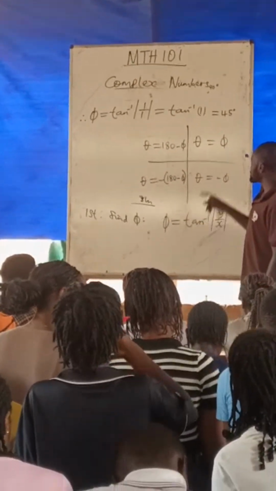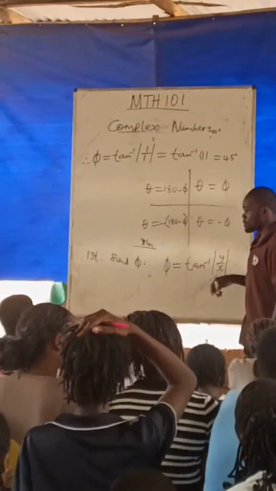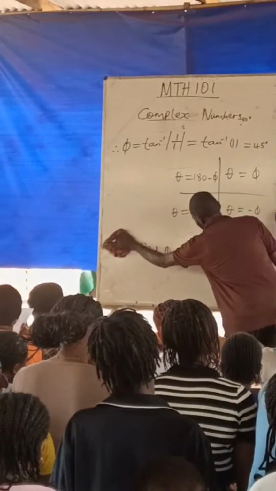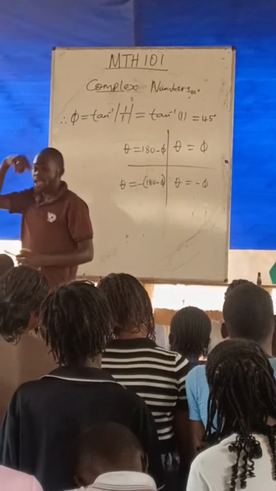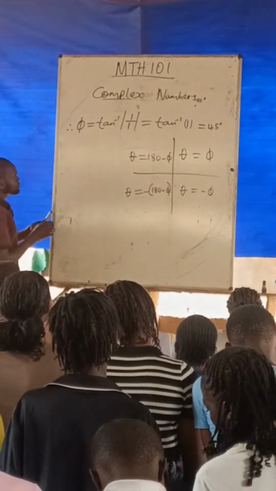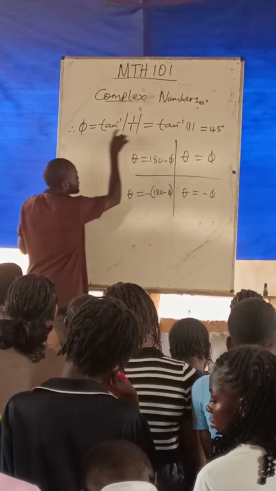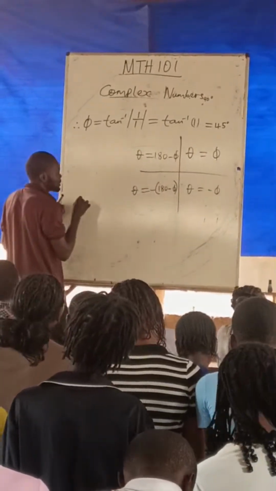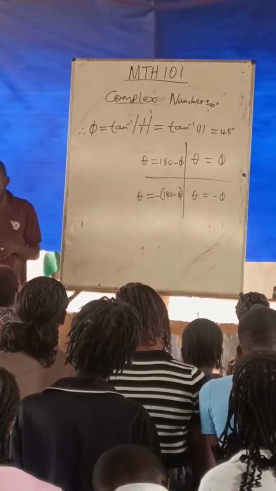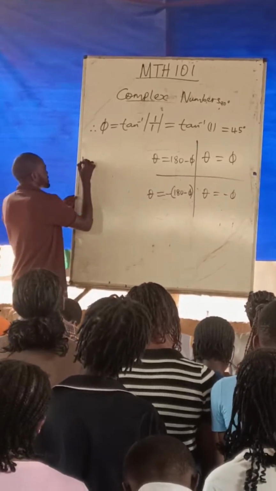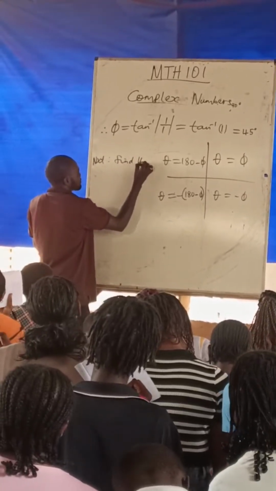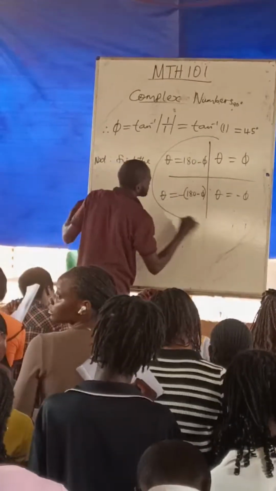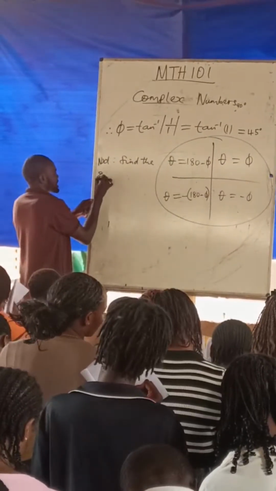Now it is up to you to tell me where your complex number is. Where does your complex number lie? Is everybody aware? Yes. Okay. First of all, I told you to get the reference angle. The next thing we do is find the quadrant.